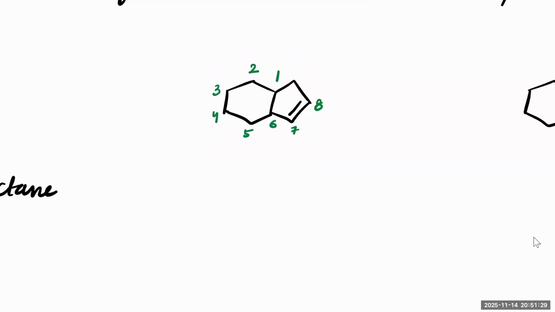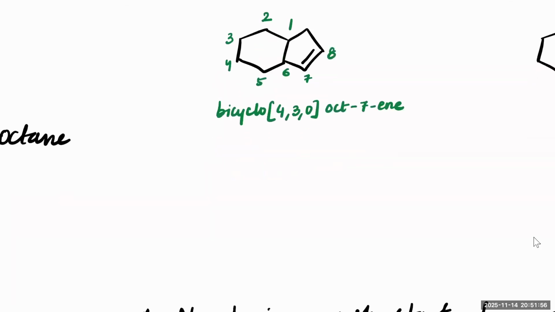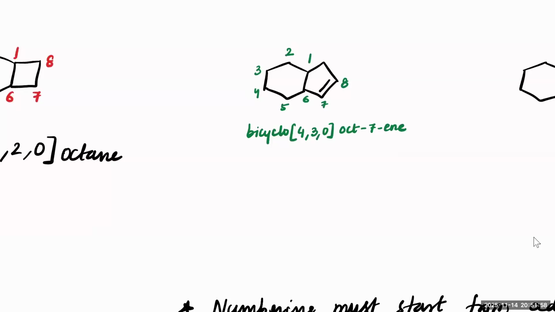Now how do we write the IUPAC name? Because there are two cycles present, you will mention it as bicyclo. So first you have to mention it as bicyclo. And then on the left hand side we have 4 carbons, right hand side we have 3 carbons, center we have 0 carbons. So this will become bicyclo 430. Then the total number of carbons is 8, so it is oct. On 7th position there is an ene. So this is oct-7-ene. That is the IUPAC naming.